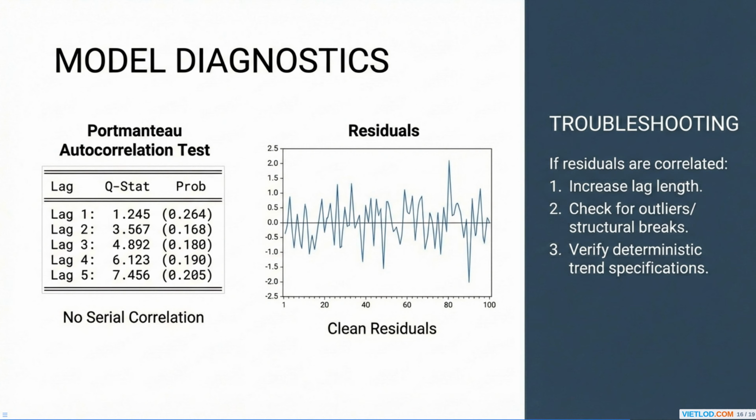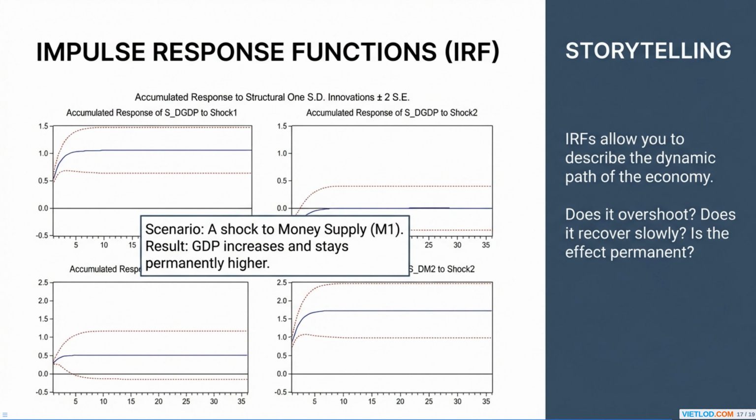Visually inspecting a plot of the residuals is also important. We are looking for a random pattern centered around 0, with no obvious trends, cycles, or changes in variance. The plot here shows clean residuals, which further supports our model. If the diagnostic tests fail and you find serial correlation, the most common solution is to increase the lag length in the model. This gives the model more flexibility to capture the short-run dynamics. Other potential issues could be outliers, structural breaks, or an incorrect specification of the deterministic trends.